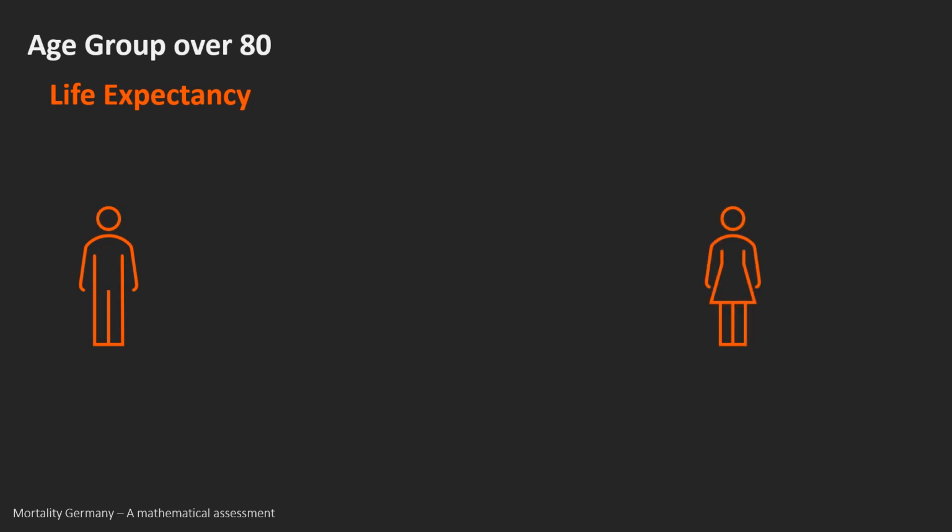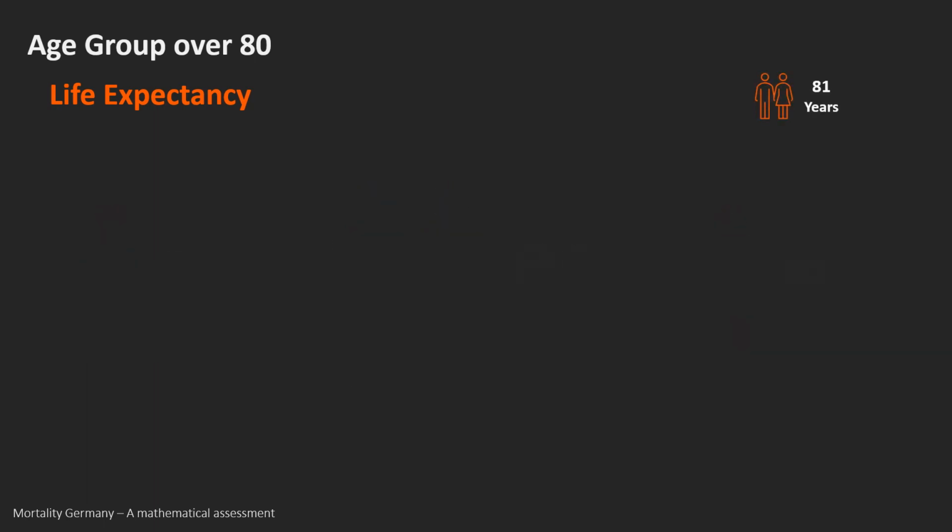So for that reason, let's look at the age group over 80, because 60% of all deaths occur in that age group. And it's important to know that in Germany life expectancy currently for males is 78.6 years and for females 83.4 years, combined 81 years. I'm aware that there are more females in the age group over 80, but for calculation reasons I took an average of 81.